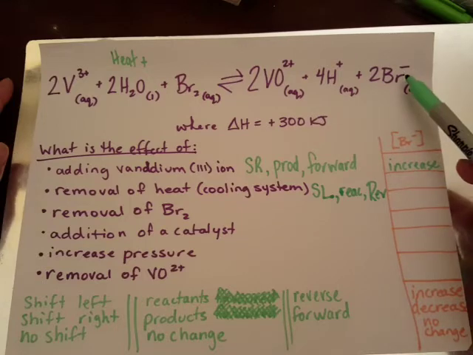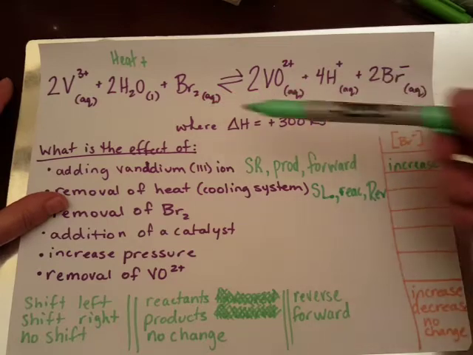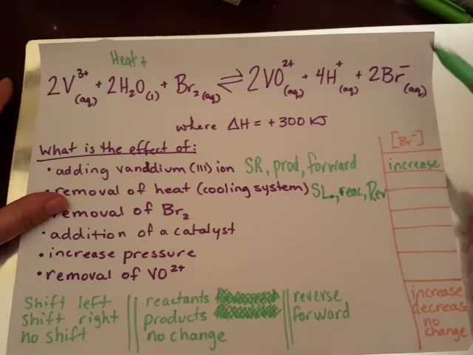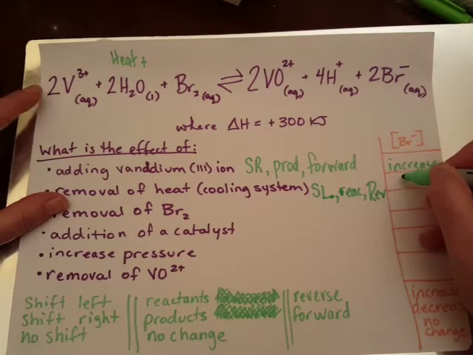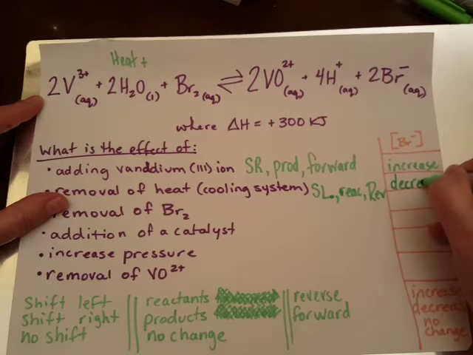What's the effect on the bromine ion if we start cooling down the system? Well, if the reverse reaction is favored and that one is happening more often, then this is getting used up. So the effect on the bromine ion is that it decreases.